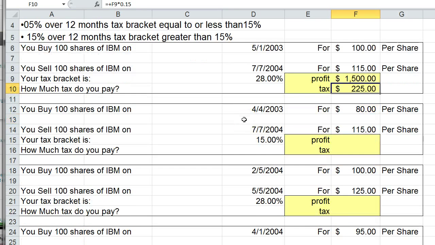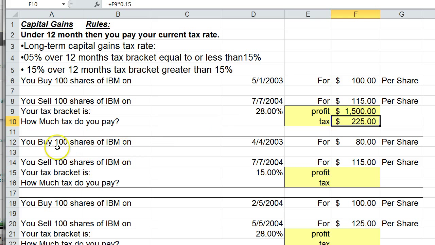Let's move on to the second example. I buy 100 shares of IBM on April 4th, 2003, and then I sell 100 shares of IBM on July 7th, 2004. So the first question, is this a full year? Yes, it's over a year, over 12 months. Okay, so I'm in the 15% tax bracket, which means my tax bracket is equal to or less than 15%, so I'm going to qualify here for a 5% deduction.